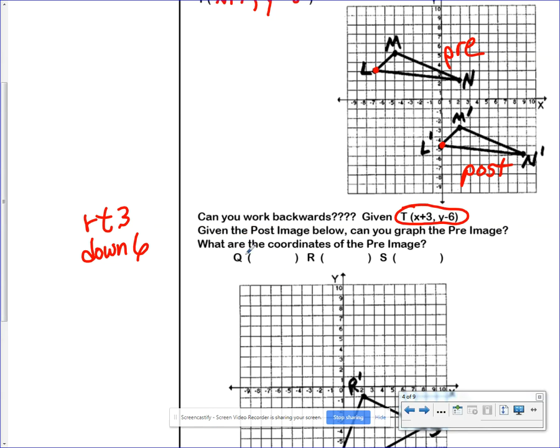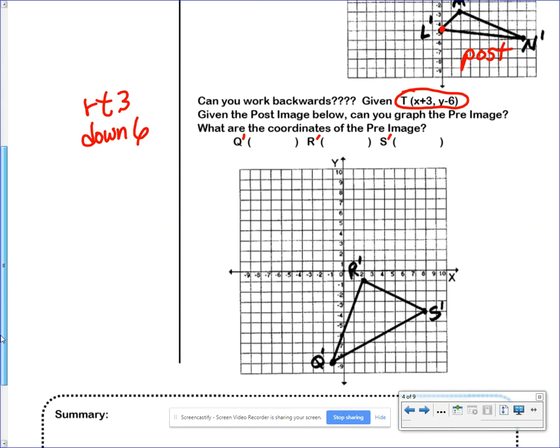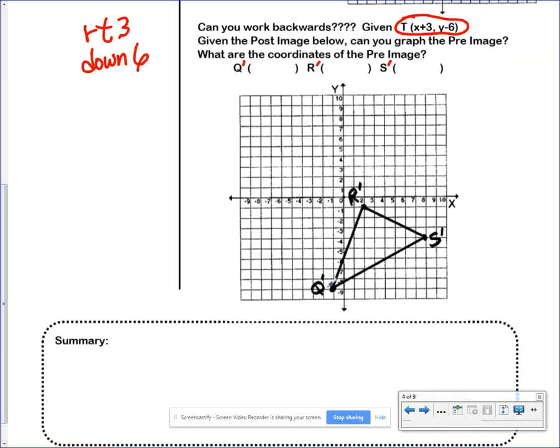Now, here's what I want you to do. I accidentally wrote Q prime, R prime, and S prime here. So you can leave those there, and let's write those in. Right now, if you look at your graph, Q prime is at this coordinate, -1, -9. R prime is at +2, -1. And S prime is at 8, -4.